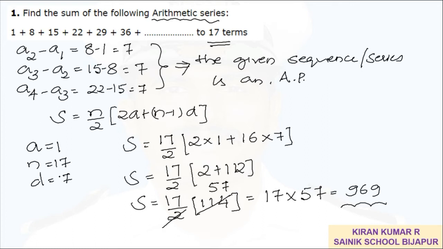You understood why I took 17 as n? Because they have asked for the sum till 17 terms. If you want to check whether this result is true or false, you need to continue this till 17 terms. Each time you will be adding the common difference, nothing but 7.